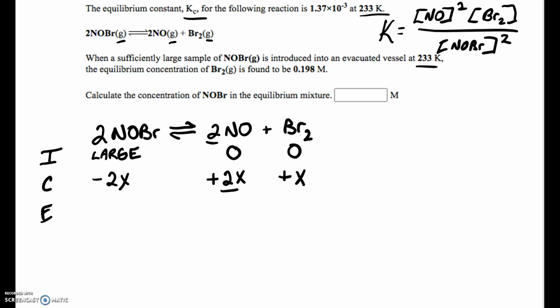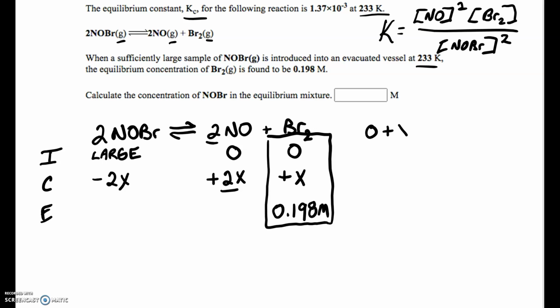And lastly, we do have an equilibrium concentration of the Br2, and that is 0.198 molar. So I have a column. I love these. When we have an equilibrium concentration, usually these calculations are a little bit simpler. So we can read this just like an addition problem. The initial plus the change equals the equilibrium. So 0 plus x equals our 0.198. That means we've solved for x.